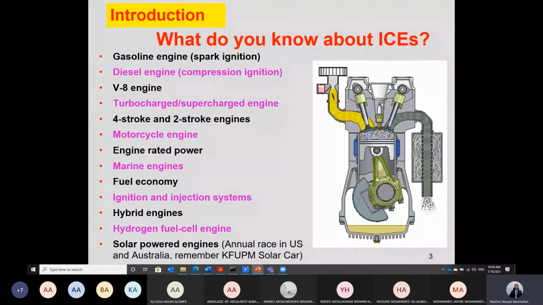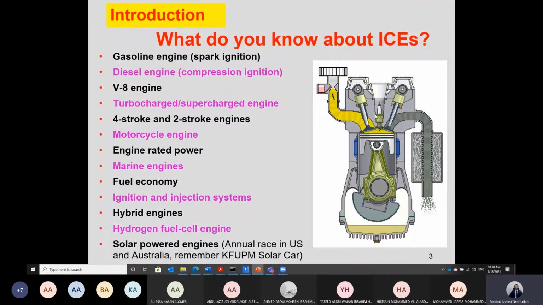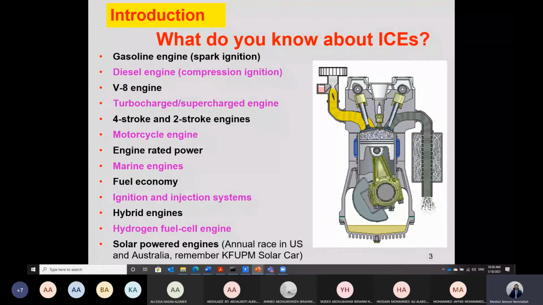Then, instead of the spark plug, we have the fuel injector. In case of the diesel engine, the fuel injector will inject the fuel directly inside the cylinder under high pressure and high temperature. Then the fuel will self-ignite, releasing heat and repeating the process to generate power. So the main difference: in a gasoline engine we have a spark plug at the top of the cylinder; in a diesel engine we have a fuel injector instead of a spark plug, and the fuel is self-ignited within the cylinder.